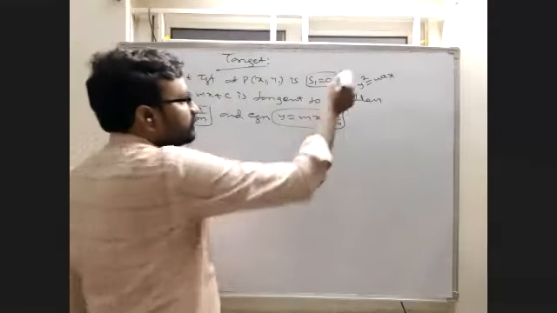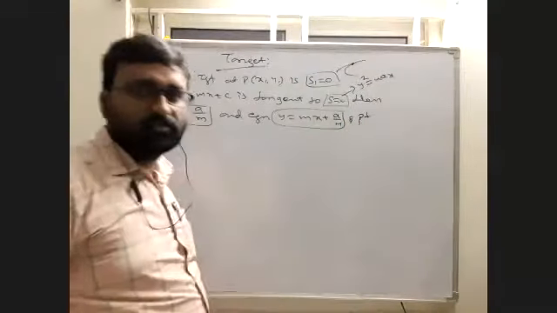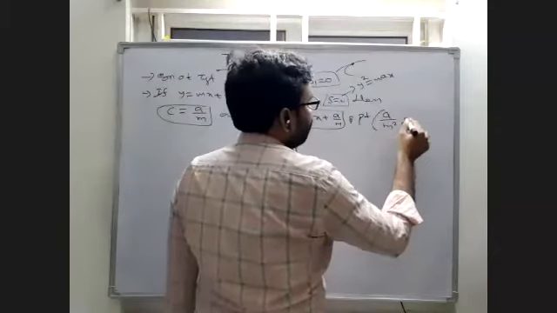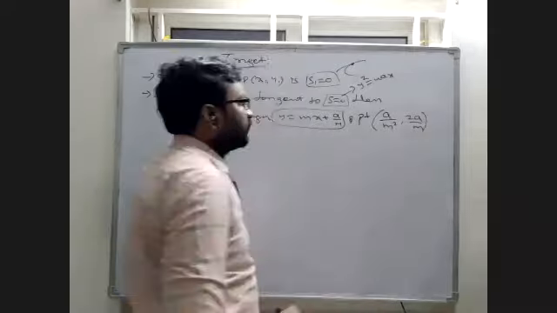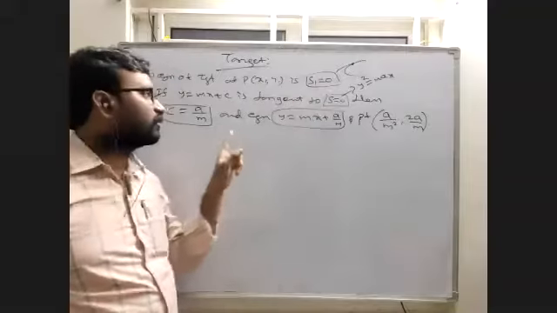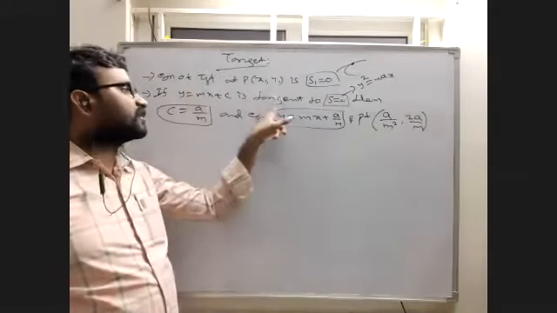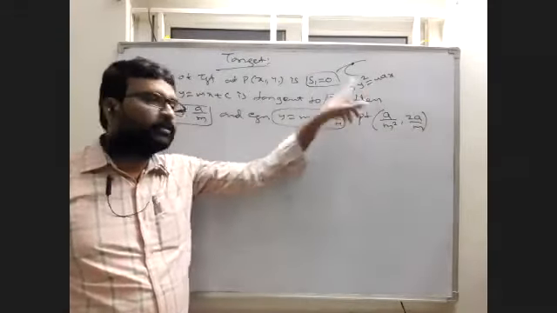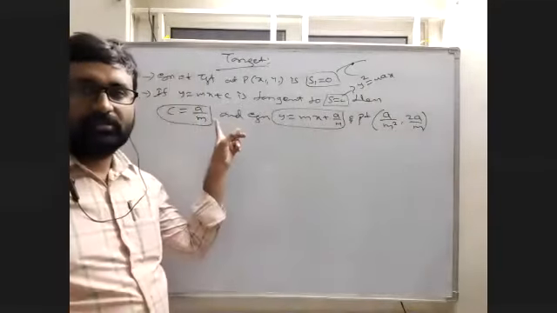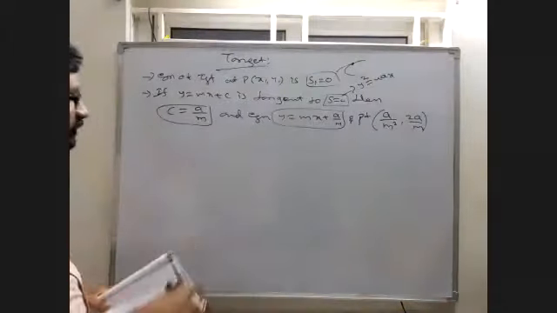And where the line touches the parabola, there exists a point. The point of contact is (a by m square, 2a by m). If a line touches, that is called a tangent, and this is the equation of tangent, S1 equal to 0. If y equal to mx plus c is tangent to the standard parabola, then the condition is c equal to a by m, the equation is this, and the point of contact is that one.